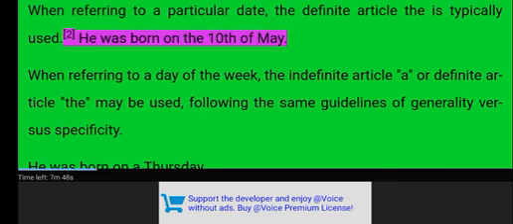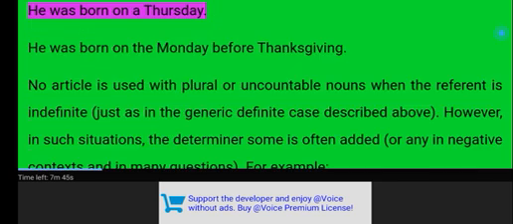For example, "He was born on the 10th of May." When referring to a day of the week, the indefinite article "a" or definite article "the" may be used, following the same guidelines of generality versus specificity. "He was born on a Thursday." "He was born on the Monday before Thanksgiving."